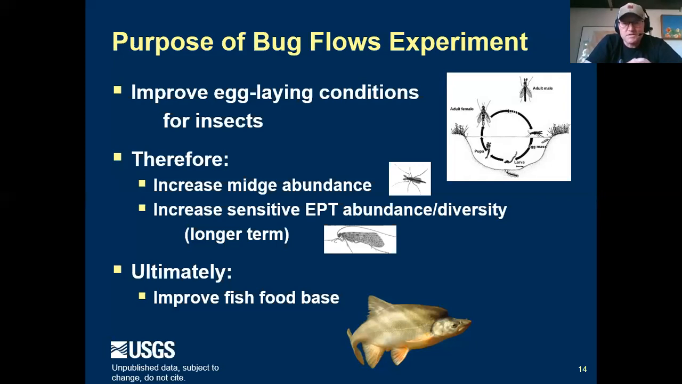And the purpose is essentially to improve the egg laying conditions for insects. And therefore, we're hoping to see increases in the abundance of midges, which are a species that's present and a really important food item for humpback chub and other native fish, but their production tends to be low. Over the long term, we're also hoping to see increases in the EPT diversity, the mayflies, stoneflies, and caddisflies. And then ultimately, we're hoping to see a healthier food base that translates into healthier wildlife populations, things like humpback chub and other birds and bats and things like that.